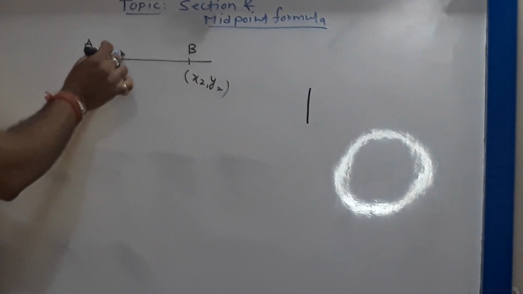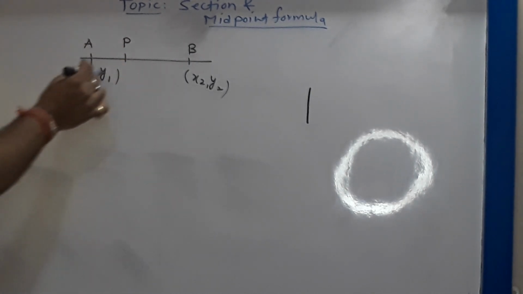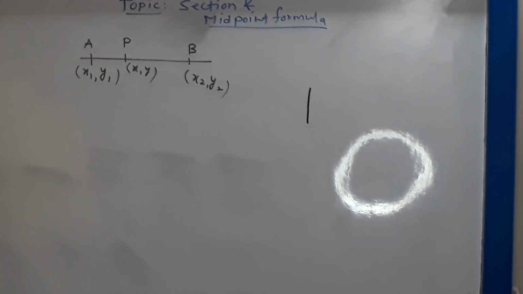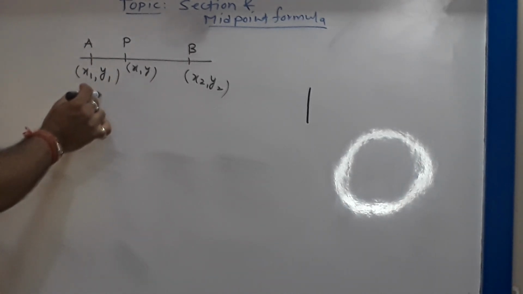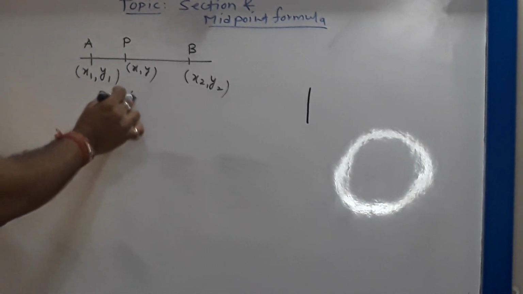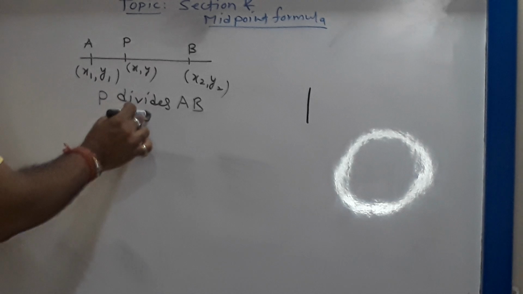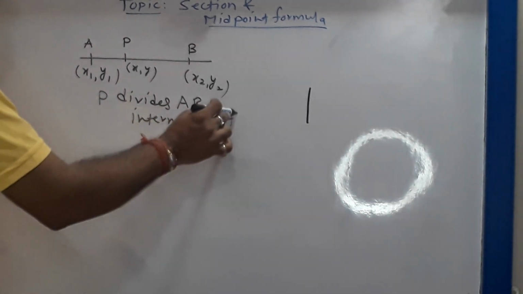There is one point P which divides AB. P is any point having coordinates x, y. Then P divides AB internally in the ratio.